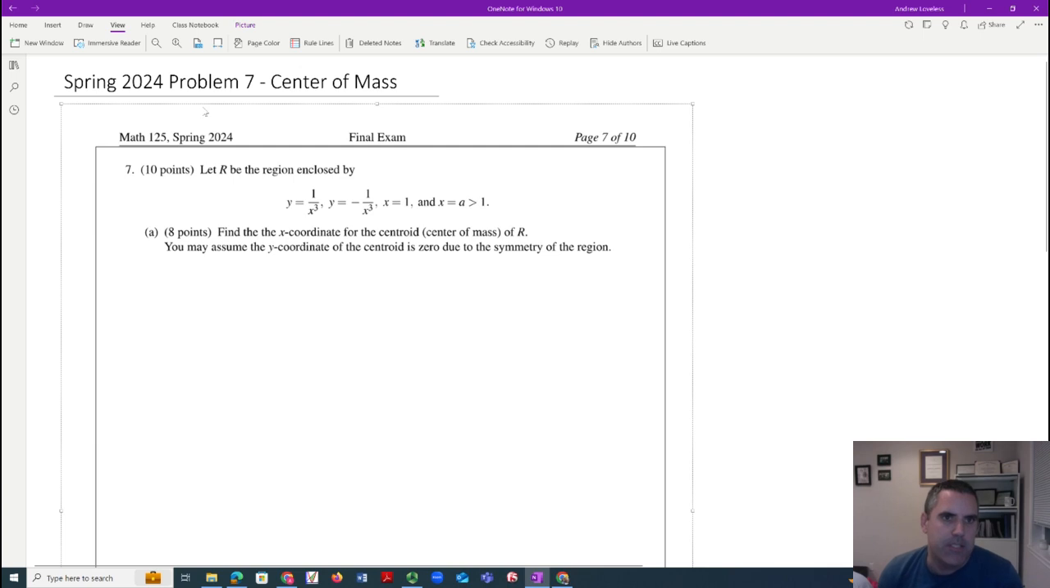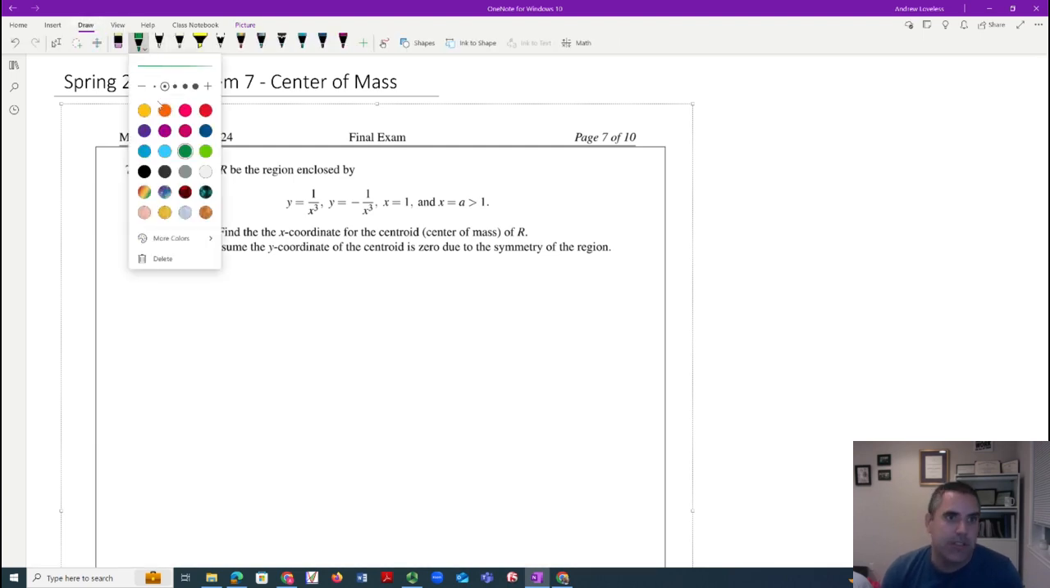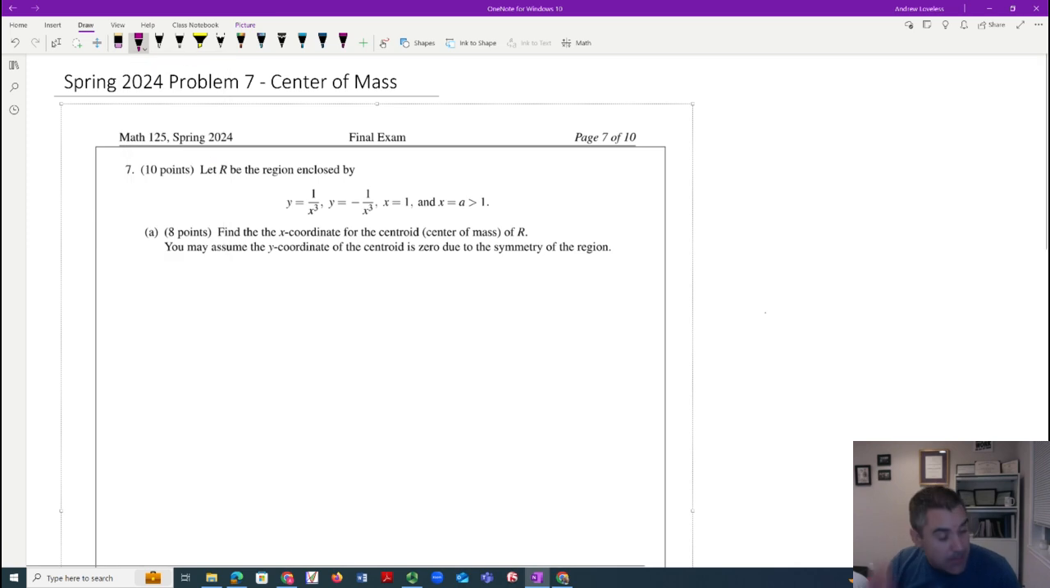Hello, Calculus fan. Somebody's asking about this center of mass question on the discussion board, so let's take a look at it. Again, this is the exam I handed out in class. I think they're asking about part B, but ultimately this says find the x-coordinate of the centroid. You may assume the y-coordinate is 0.